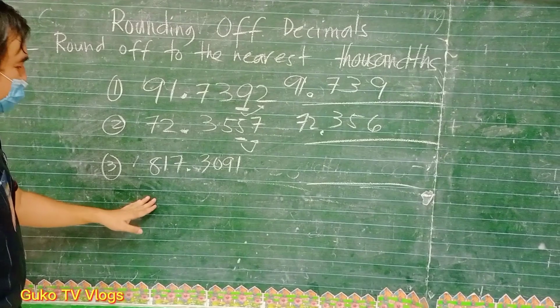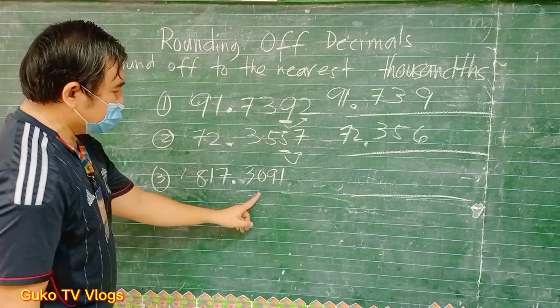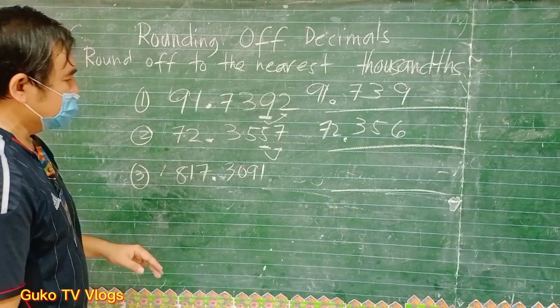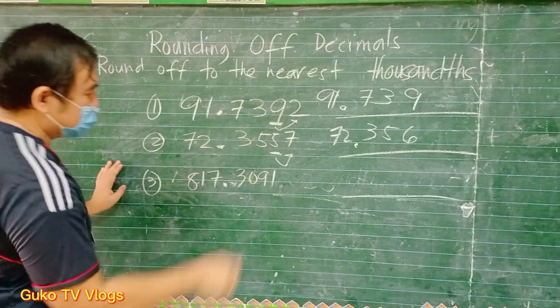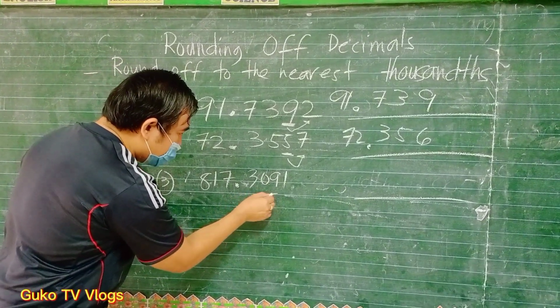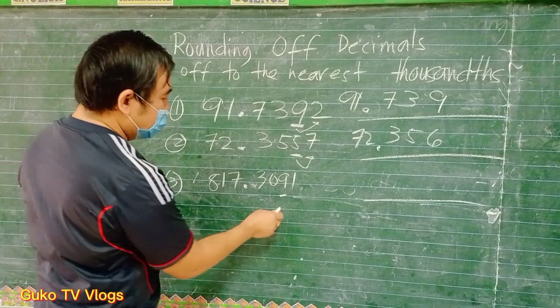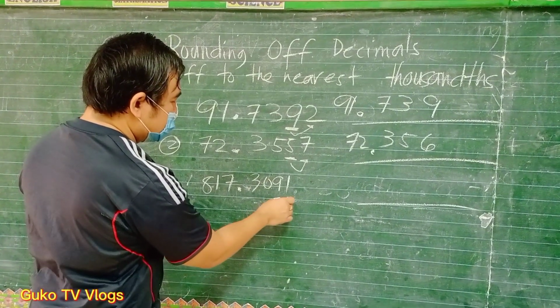Okay. Example number 3. 817 and 3,091 ten-thousandths. So again, we will round off to the nearest thousandths. So where's the thousandths place? This is tenths, hundredths, this is thousandths. 9 is in the thousandths place. So look at the number on the right side.